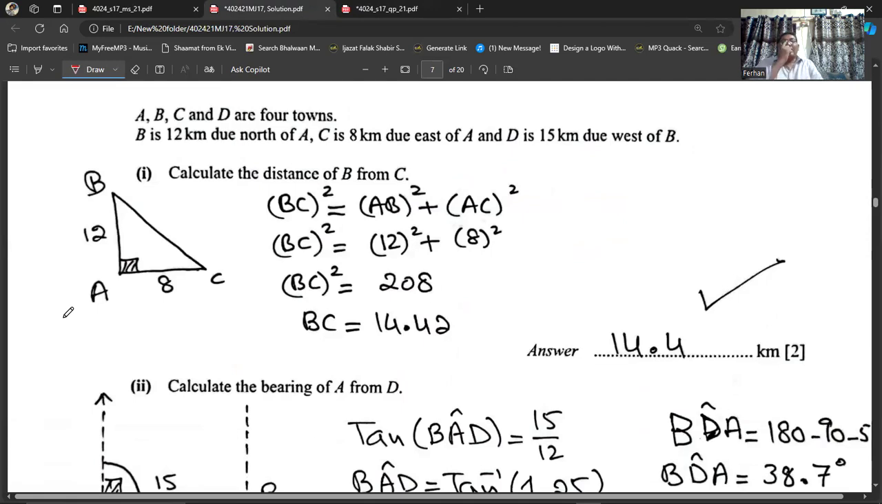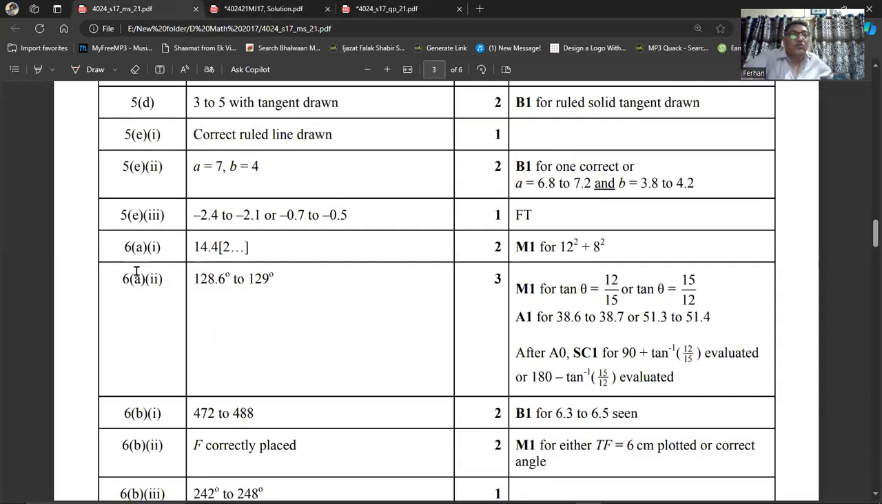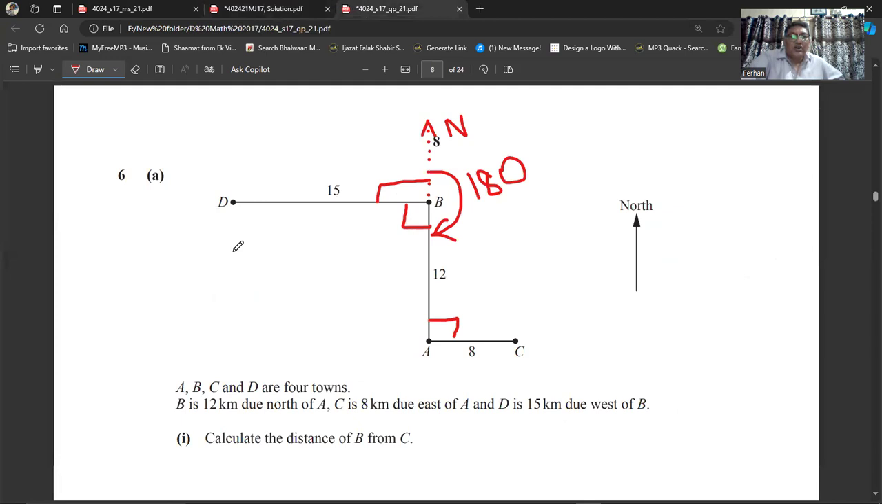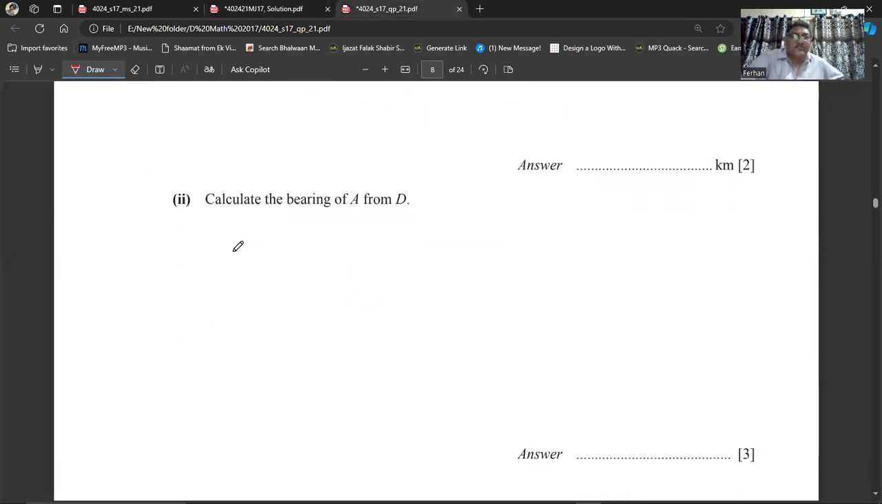Okay. So I will apply the Pythagoras here. The BC square will be equals to the AB square plus AC square. So BC square will be equals to 12 square plus 8 square. So the BC square will be equals to 208. Take square root on both the sides. So the BC will be equals to 14.42. So the BC value is 14.42 kilometer, which is the right answer, sir. You can see question number 6A, first part. Okay. Question number 6A, second part.